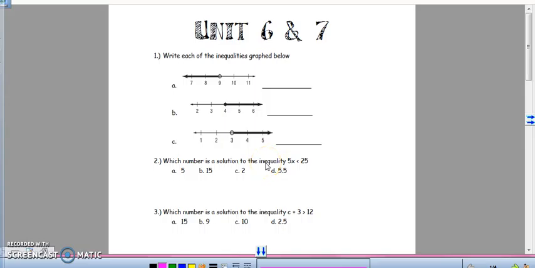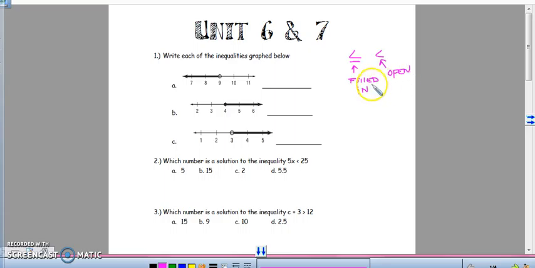So we're moving on to Unit 6 and 7. What we have to do for number 1 is write each of the inequalities graphed below. Remember, the inequalities are those greater than, less than, and then they have those equal to signs. If there's that equal to sign, that means it's a filled in circle. And if it's just without any line underneath, then it is an open circle.